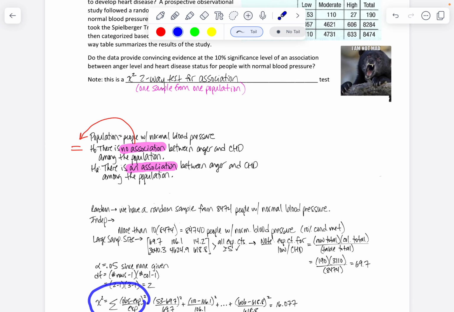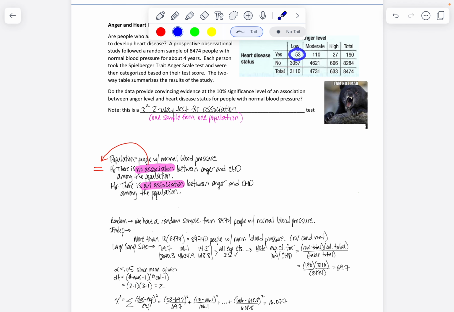And here we go, comparing the 53. Do you think 53 compared to 69.7 is considered like a big difference? Or what if we do all of the positions? What about 110 versus 106? That's what I'm doing here.